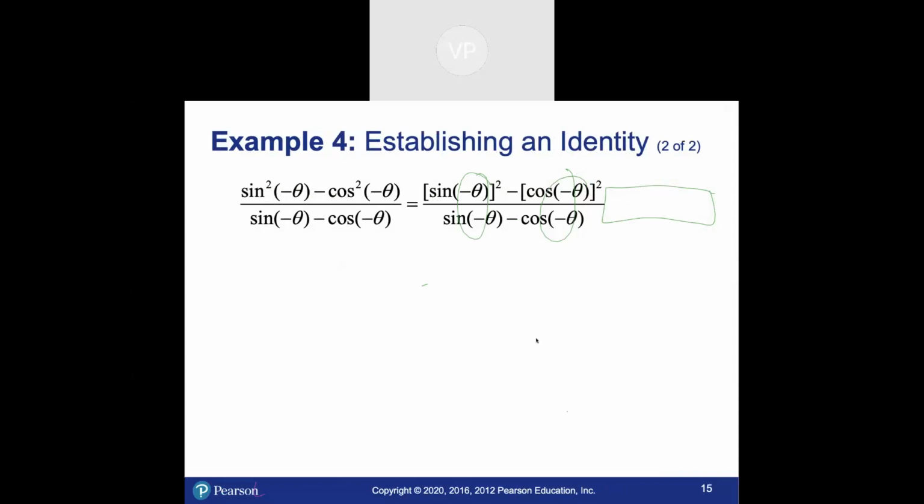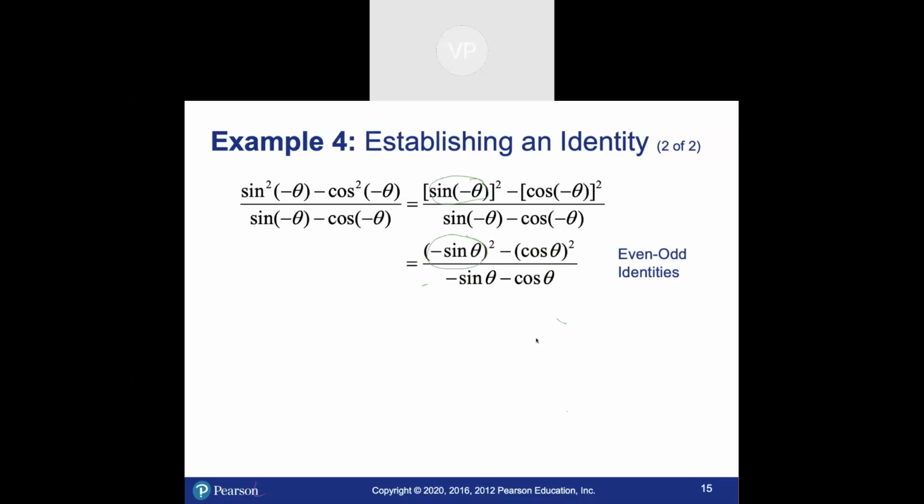So like the last problem, let's do some rewriting. Okay, remember the brackets. You don't have to keep them later, but they're good here in the beginning just so you don't forget what it means. When you see sine squared of something, it means take the sine of that something, put a big bracket around it and square that. Now we can do our rewriting with our even-odd identities. So remember, sine of negative theta becomes negative sine of regular theta. Cosine of negative theta becomes just cosine theta.